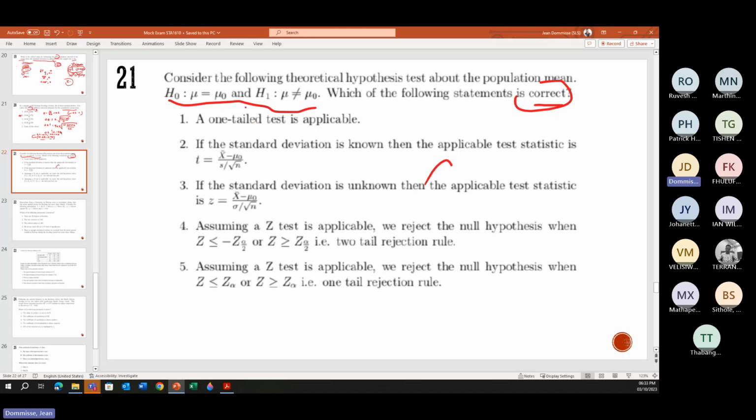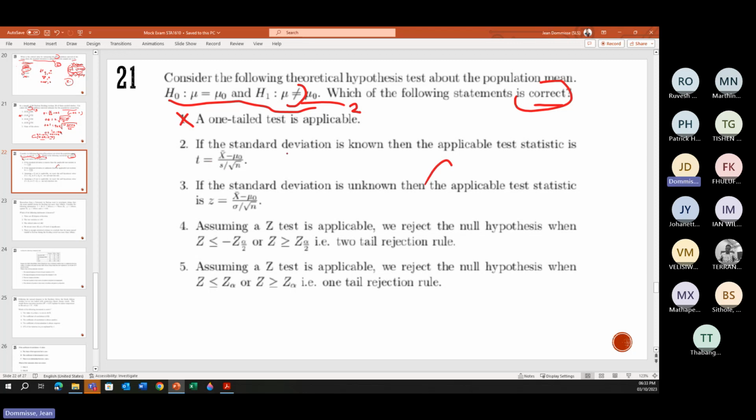No. Okay, so no, because unknown or not equal to means two tail. So that first one is incorrect; we're looking for the correct one. Now they ask us a few questions on how to work out the T statistic.